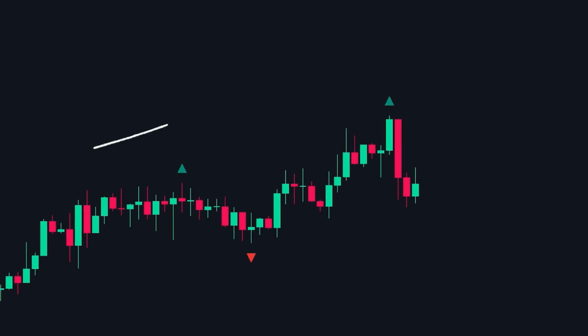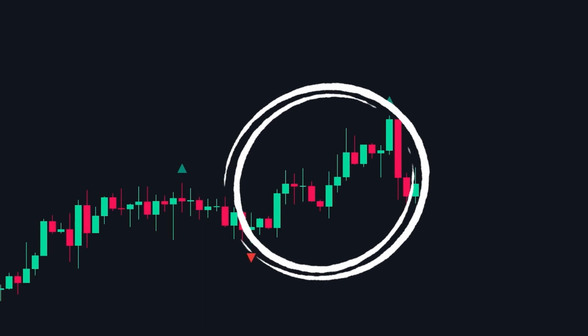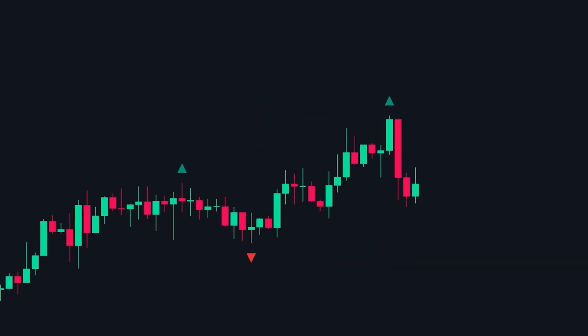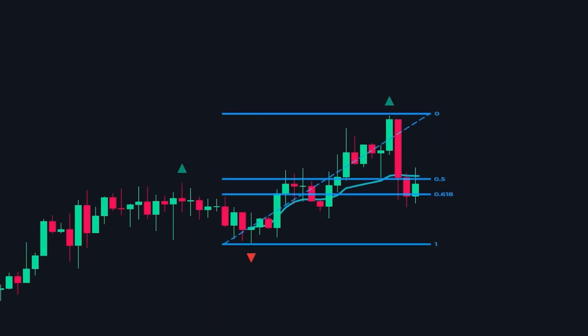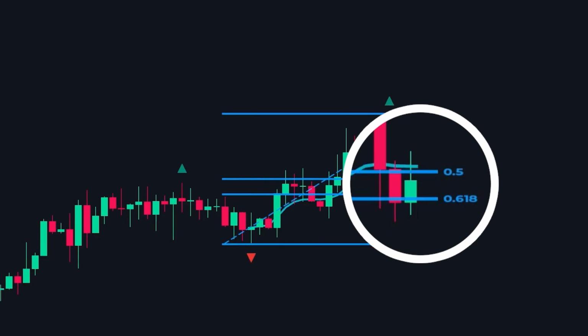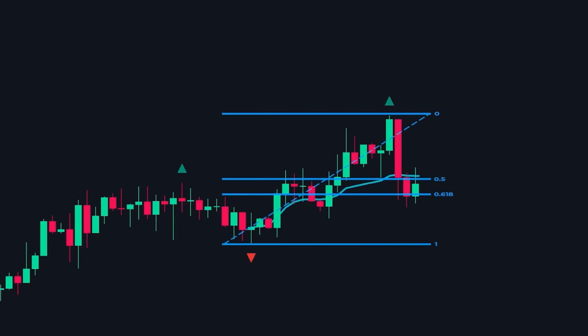Here's an example. The price was initially in a strong uptrend before making a large impulsive leap upward. We plot the anchored VWAP from the beginning of this impulsive move and apply the Fibonacci retracement tool to it. The Fibonacci retracement's golden zone coincides with the anchored VWAP at this price point. This confluence means that this area should provide strong support.